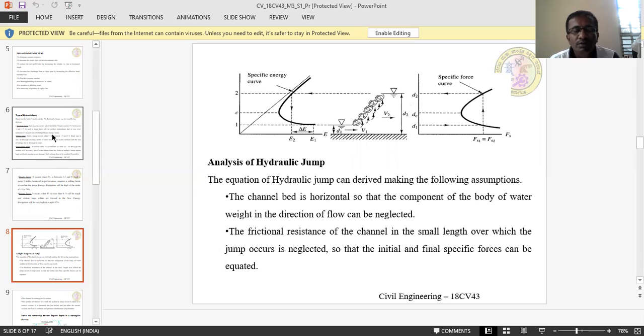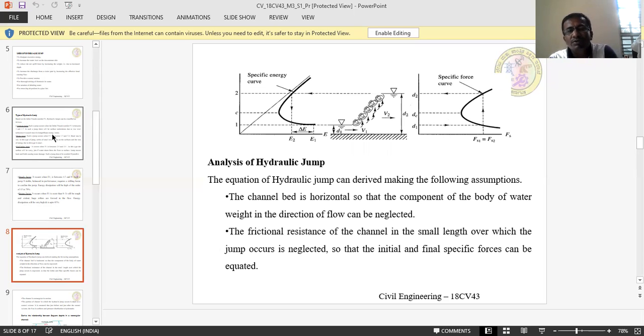So if you observe the middle one, the depth of flow before hydraulic jump is D1 and velocity is V1. Where D1 is the point depth of flow, it is less than the DC or critical depth of flow, and it is before hydraulic jump. After hydraulic jump, velocity is V2 as well as depth of flow is D2. D2 stands for depth of flow after jump.